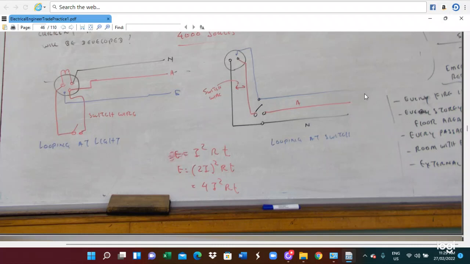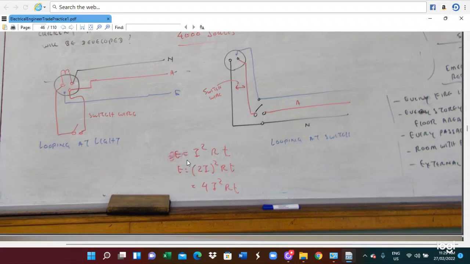The loop-at-the-switch method is where the active wire goes to the switch first and then goes to the light, and also the neutral wire goes to the switch. And also the light and here, the out wire connection. So this is the loop-at-the-light method and this is the loop-at-the-switch method.